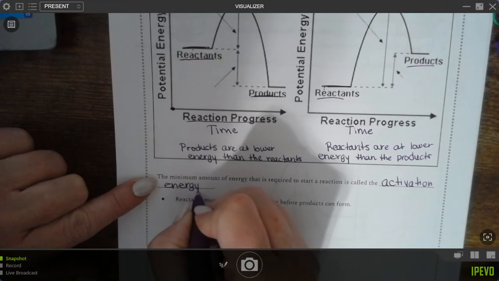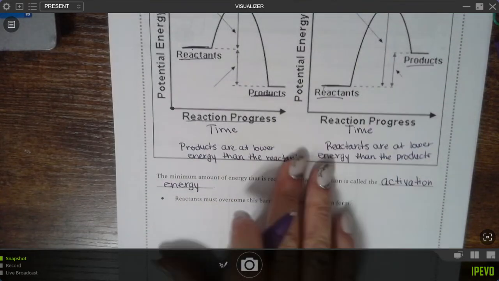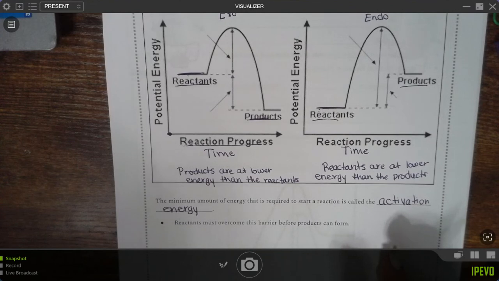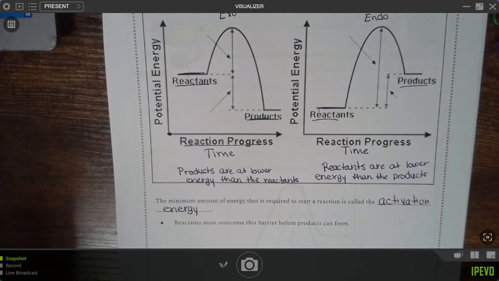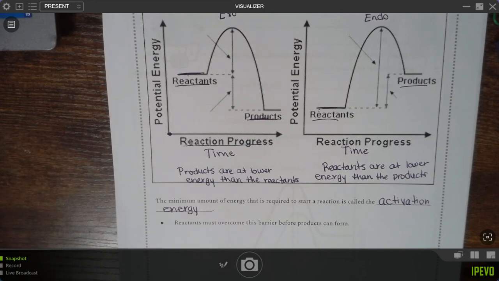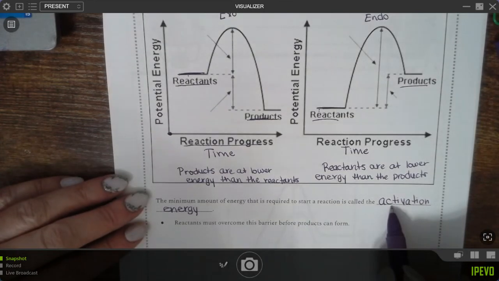Now, if you think about activation energy, think about when we light a Bunsen burner. I have a Bunsen burner. I turn on the gas, and methane gas comes out. That's my fuel. There's oxygen in the air, which is required for something to burn. So why doesn't the fire light right away? Well, we have this activation energy.